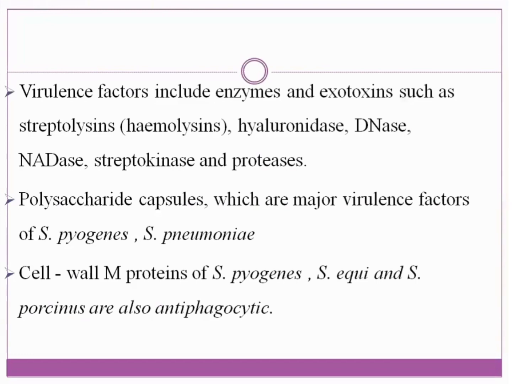Then the next important thing: the virulence factors include enzymes and exotoxins. Virulence factors in the streptococci include enzymes and exotoxins such as streptolysin. Streptolysin is an enzyme secreted by the streptococci, that is the hemolysins, hyaluronidase, DNase, NADase, streptokinase, and protease. So these are the exotoxins and enzymes secreted by the different species of the streptococci.